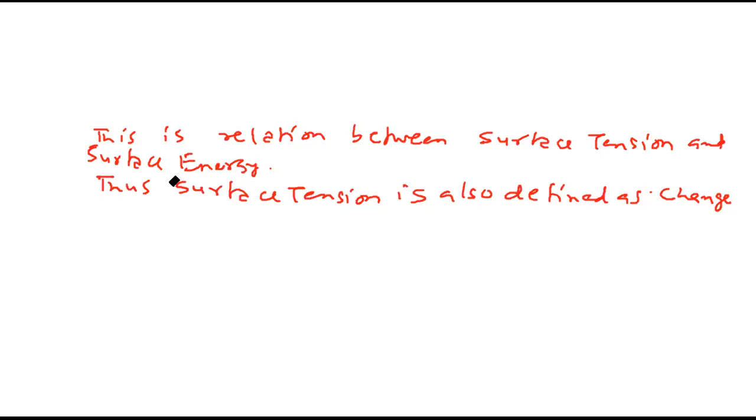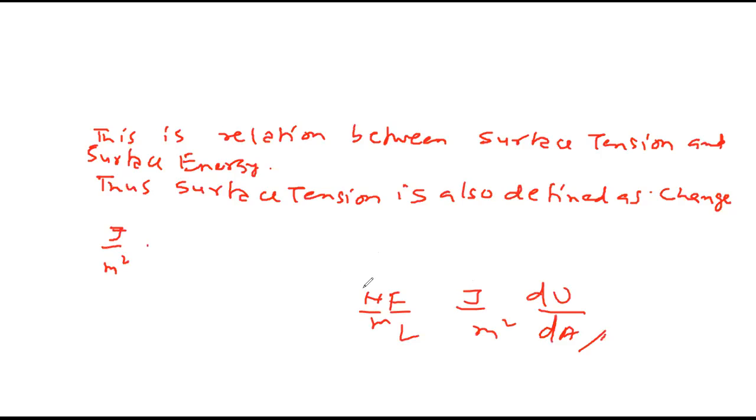Therefore, its SI unit is also joule per meter square. That means one unit we got Newton per meter, second unit is joule per meter square. This is due to force upon length and this is due to change in energy per unit change in area.